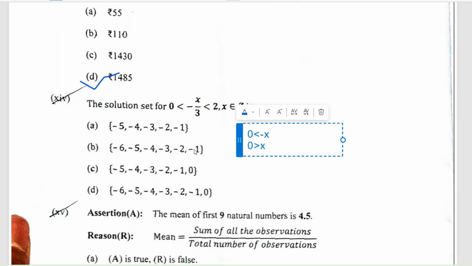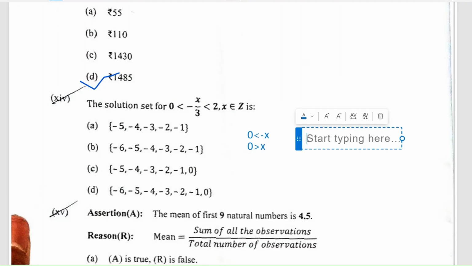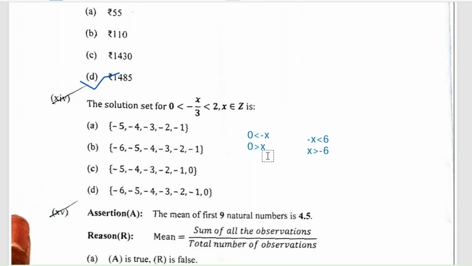Less than 0 means these two options. Now this one: minus x by 3 less than 2. Take 3 to the right side, that is minus x less than 6. That means x greater than minus 6. So x is less than 0 and greater than minus 6. Less than 0 means from minus 1, and greater than minus 6 means from minus 5. So the answer is option 1. Next.